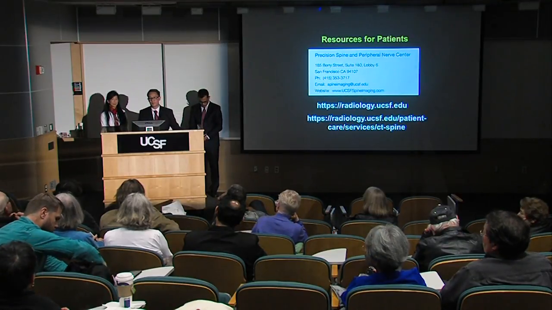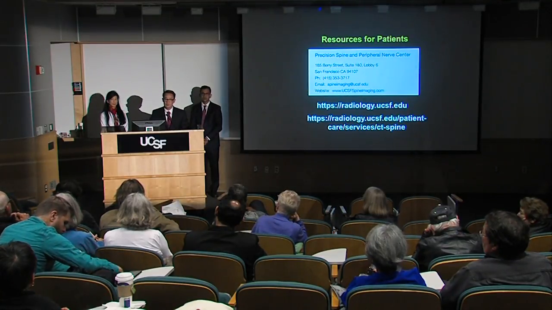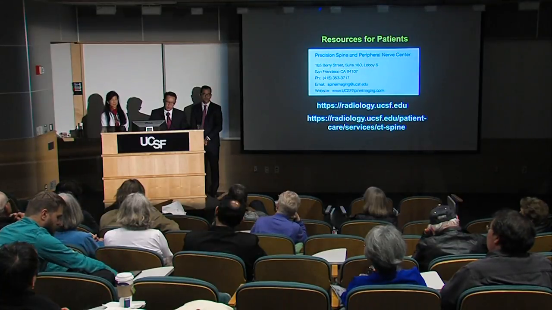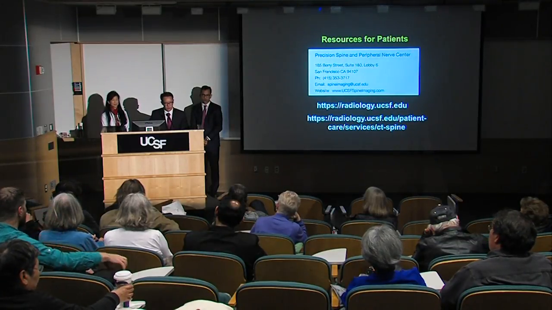Are the numbers different for thoracic versus lumbar? Potentially, you know, the thoracic spine is stable. So the question was, is there a difference between thoracic and lumbar spine? And I think the answer is yes, because within the thoracic spine, there's internal stabilization from the rib cage.